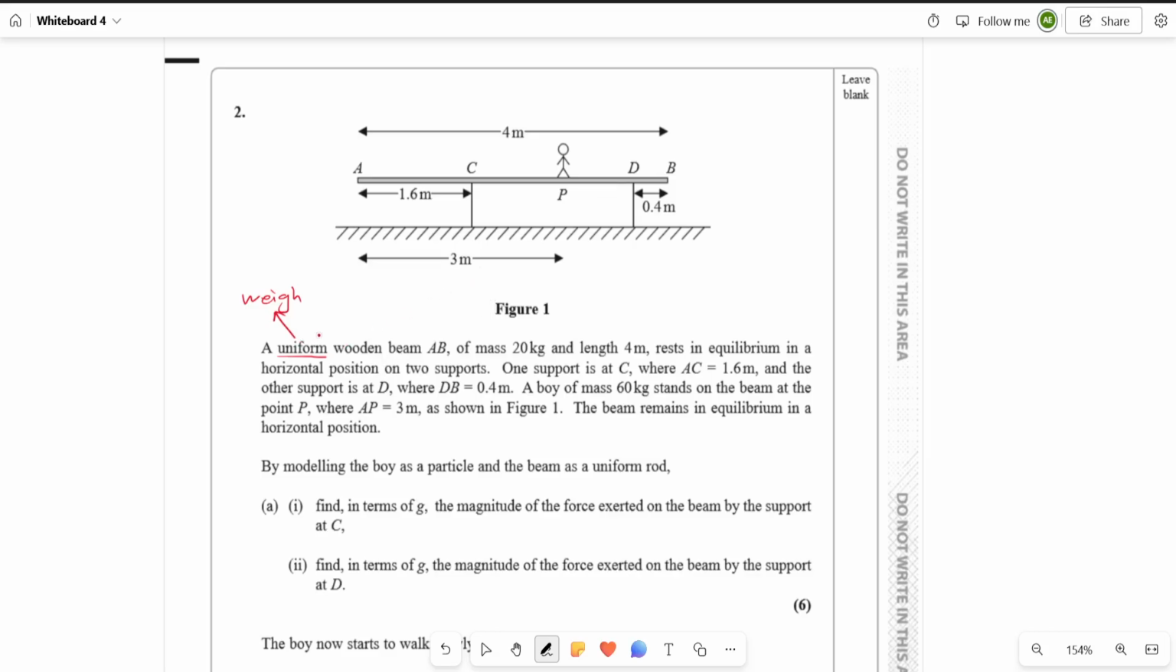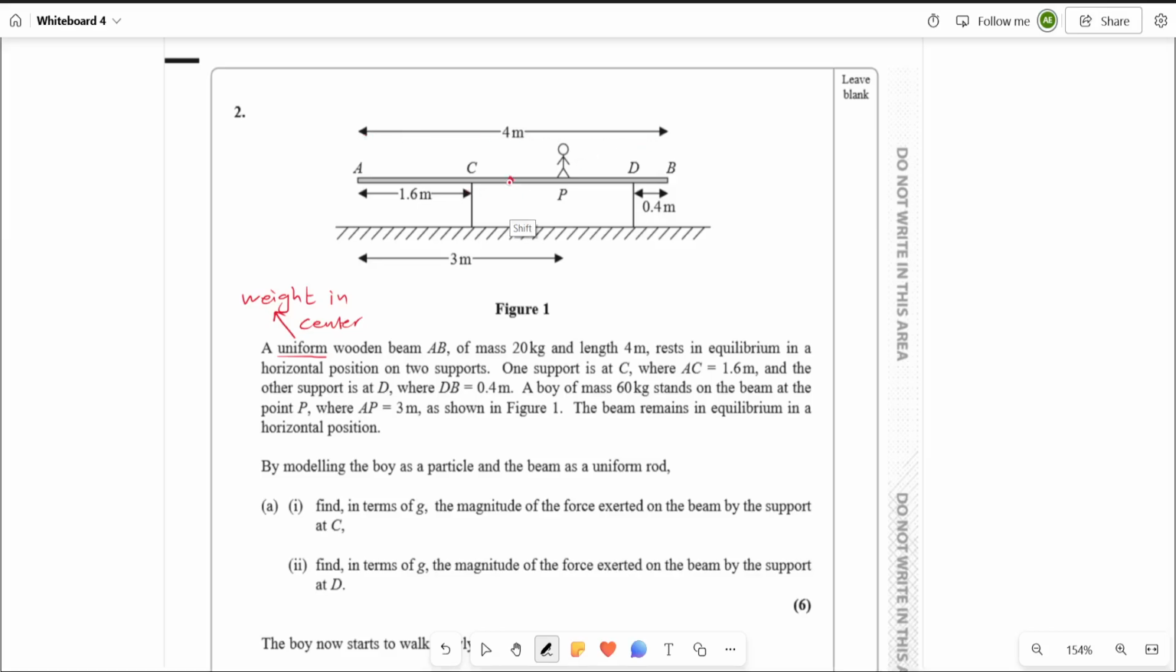The word uniform solves this problem for me. It tells me that the weight of the beam is in the center of the beam, or exactly in the middle. So the center of mass of the beam is exactly in the middle. So if this is 4 meters, I will have my weight exactly bang on in the middle. Over here is going to be my weight force, and it has a mass of 20 kilograms. So the weight is going to be mass times g, so 20 g. And length 4 rests in equilibrium.